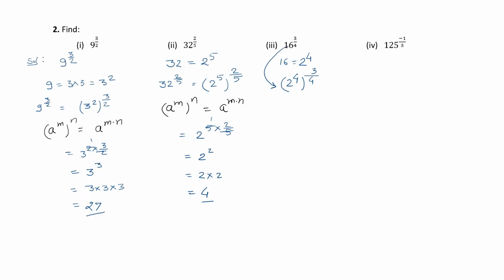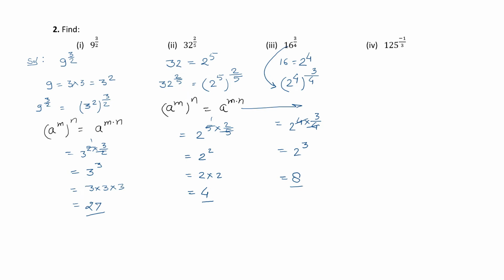So again we will apply the same identity. So here we will get 2 की पावर 4 into 3 by 4. So 4 से 4 cancel out. So we get 2 की पावर 3, and 2 की पावर 3 is equal to 8. So similarly next is 125 की पावर minus 1 by 3.